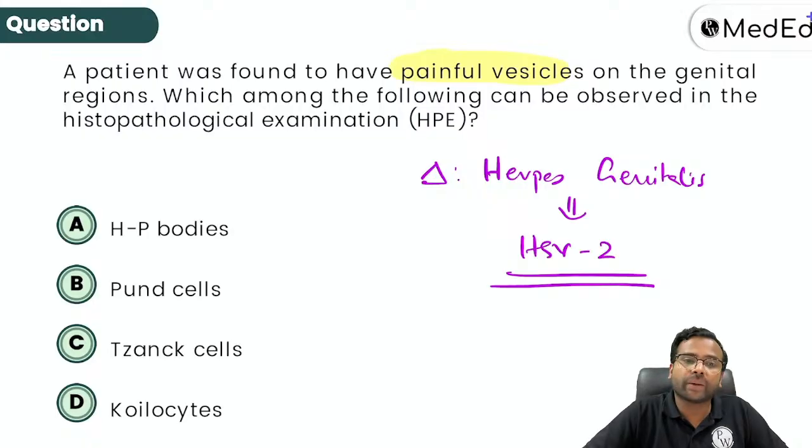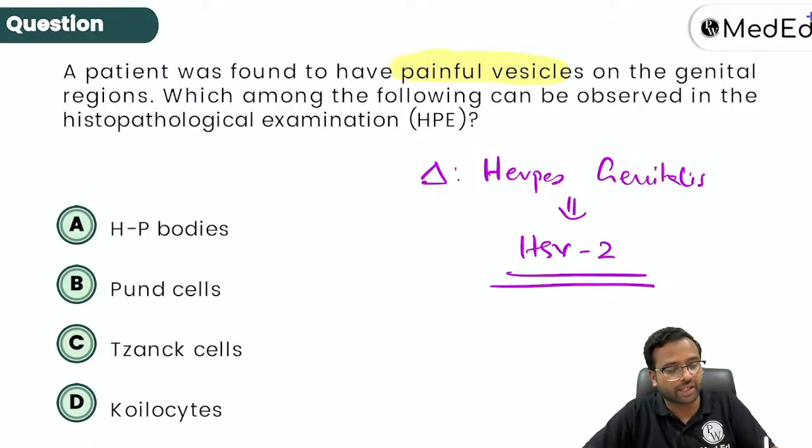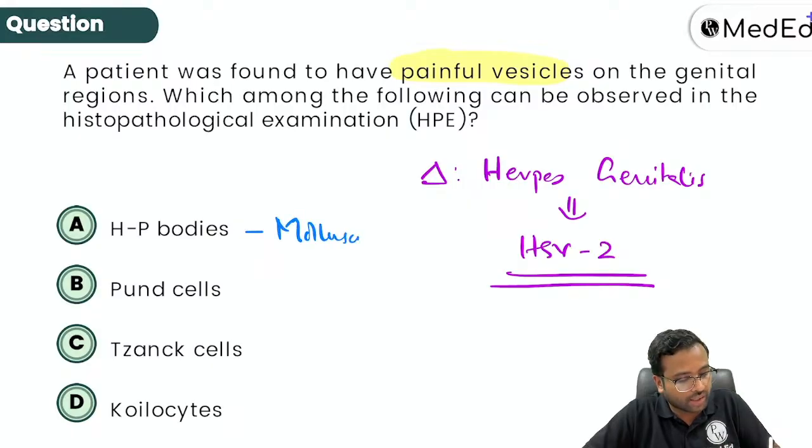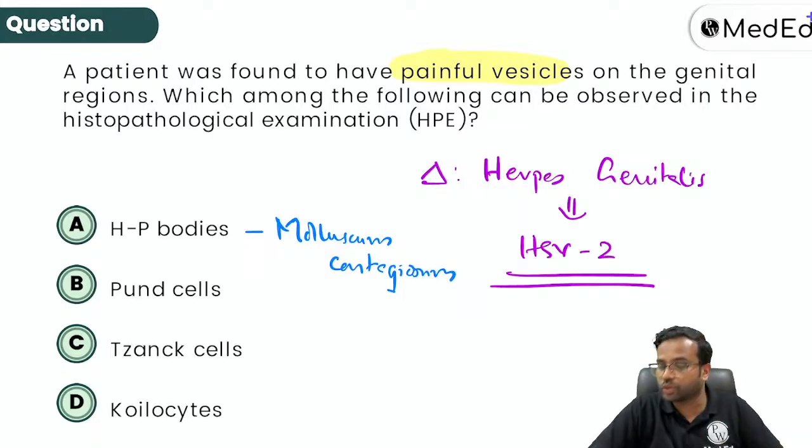Yes. So here what happens is Henderson-Paterson bodies can always be seen in a disease called molluscum contagiosum, isn't it? They can be seen in molluscum contagiosum. So right now many of you are answering it as multinucleated giant cells. Okay. So what is the right answer here?